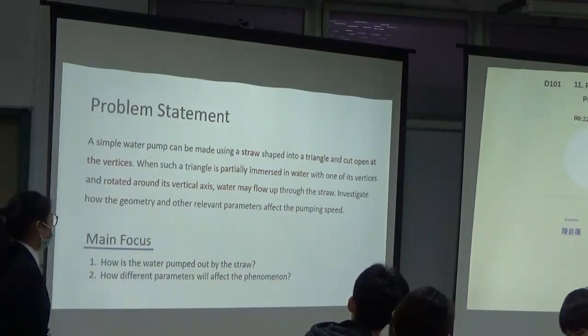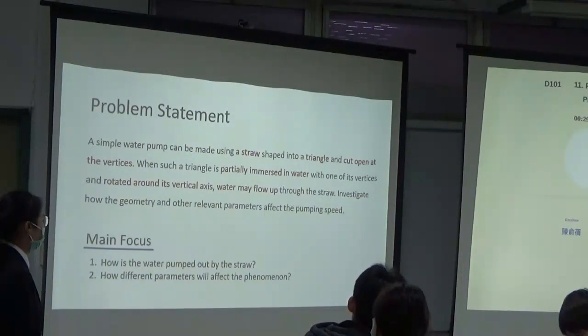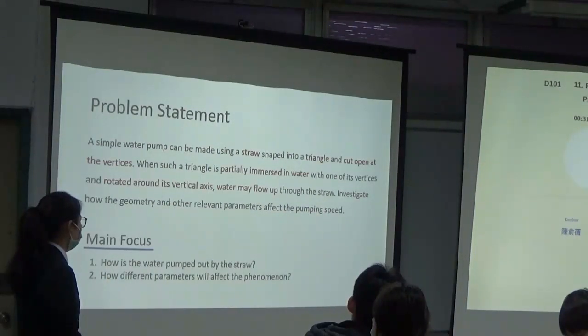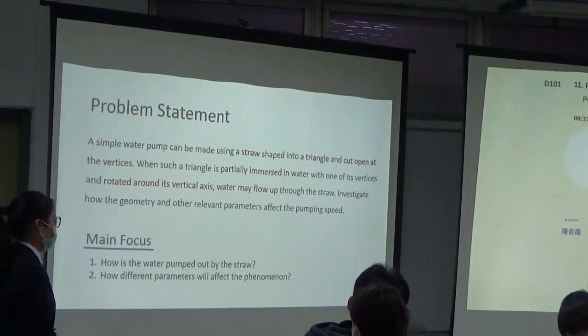and rotate it around its vertical axis. Water may flow out through the straw. Investigate how the geometry and other relevant parameters affect the pumping speed. And now mainly focus on how the water is pumped out by the straw, and how different parameters will affect the phenomenon.